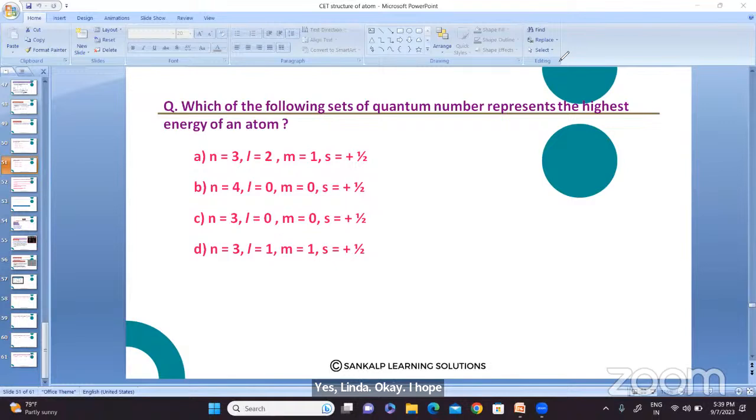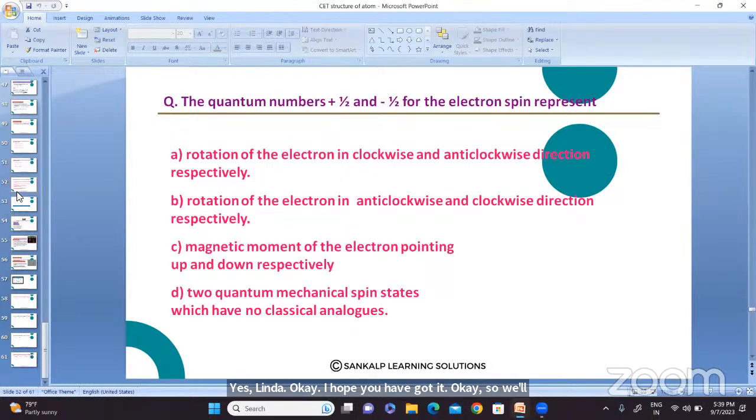Okay, so we'll go for the next one. The quantum numbers plus half and minus half for the electron spin represent what? What does it tell you? Just go to the options and see.